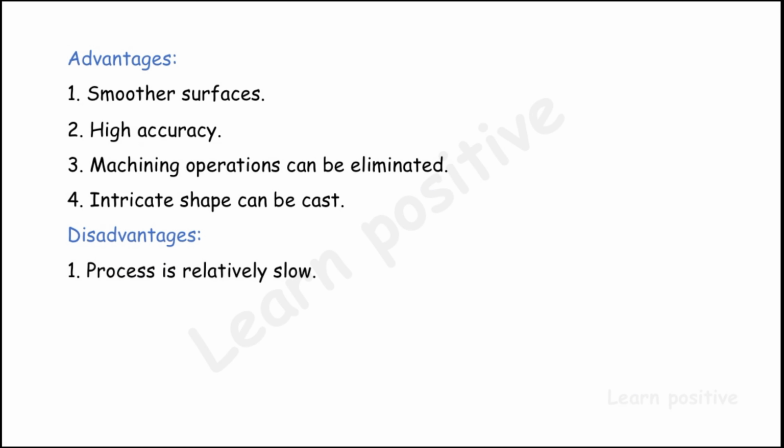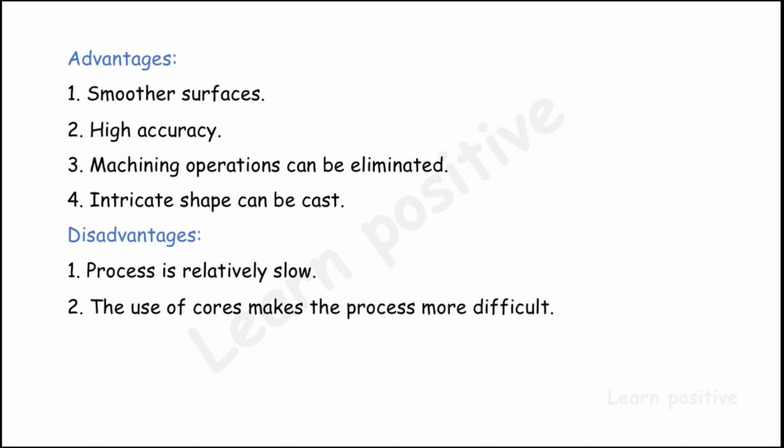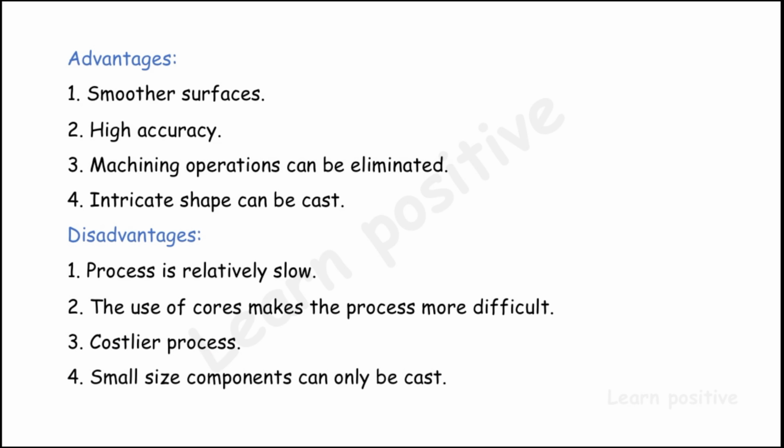Disadvantages: the process is relatively slow. Though this is a slow process, the use of cores makes the process more difficult. So if we use a core in the pattern, it makes the process very difficult. It is also one of the costlier processes, and only small size components can be cast. So we cannot use it for medium or large size components. We can only cast small size components in mass production.